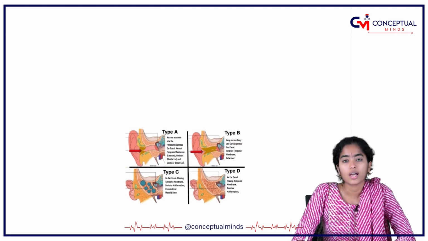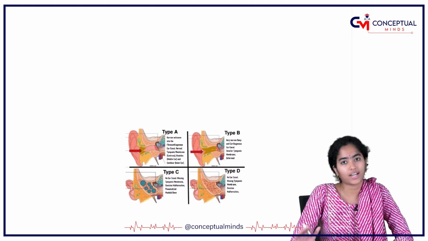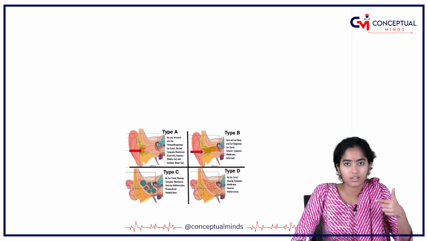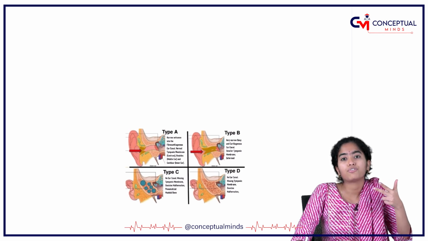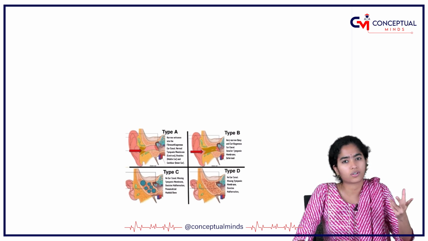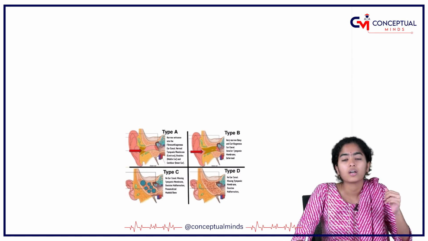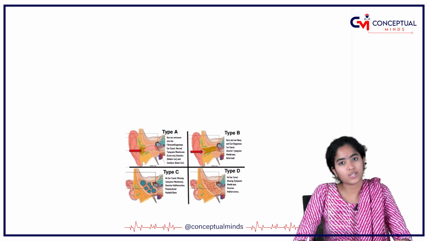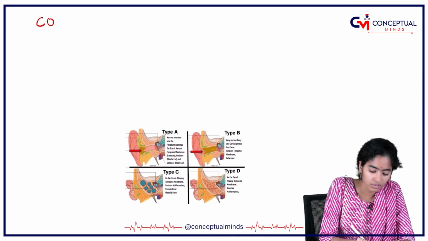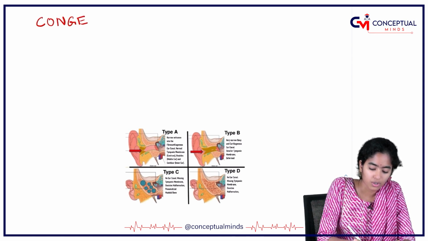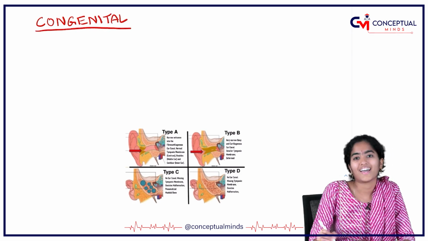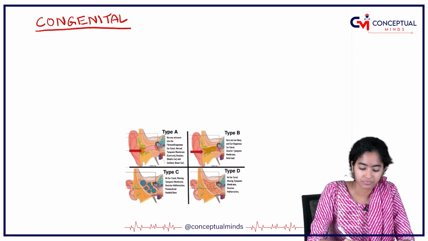So these disorders can be broadly classified into 5 categories. First is congenital, second is traumatic, third inflammatory, fourth neoplastic, and finally some miscellaneous conditions such as foreign body impaction. In today's video, let us look into the congenital disorders of external auditory canal.